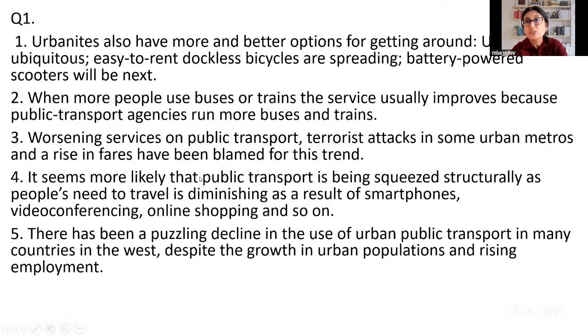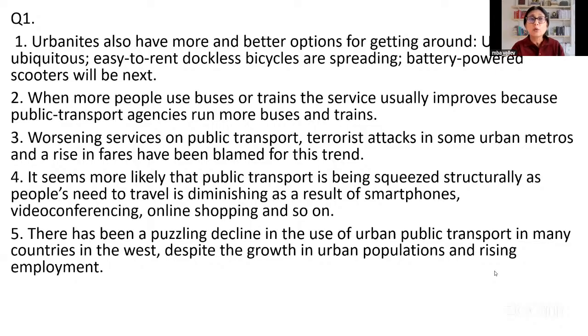Let's read the question and understand what the question is saying. Urbanites also have more and better options for getting around. Uber is ubiquitous. Ubiquitous means present everywhere. Easy to rent, dockless bicycles are spreading. Battery-operated scooters will be next.